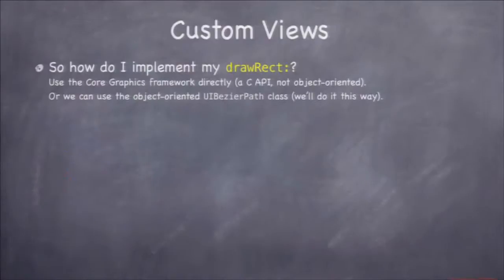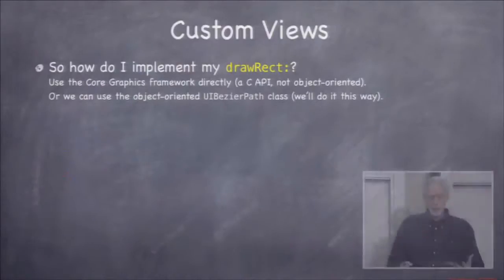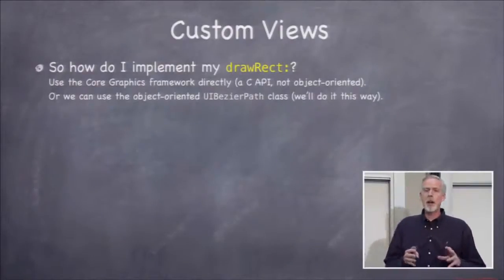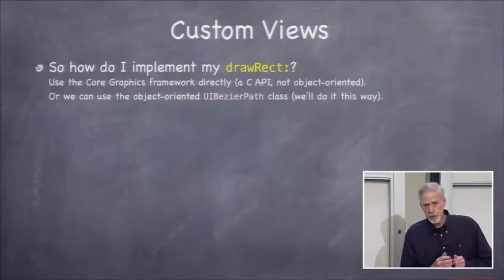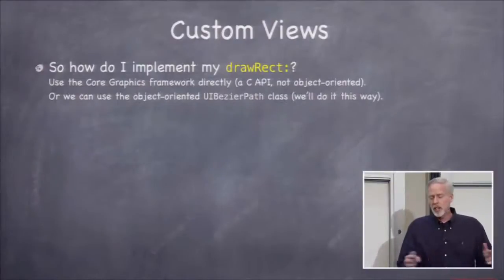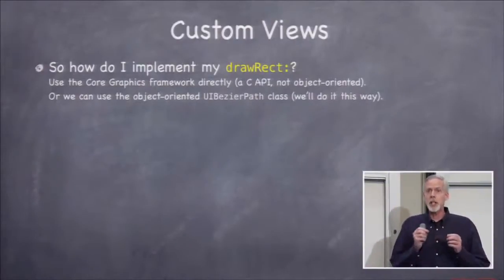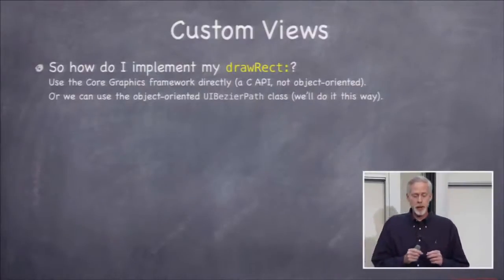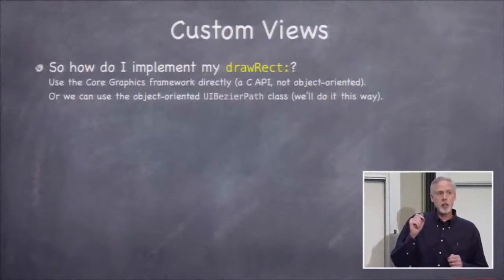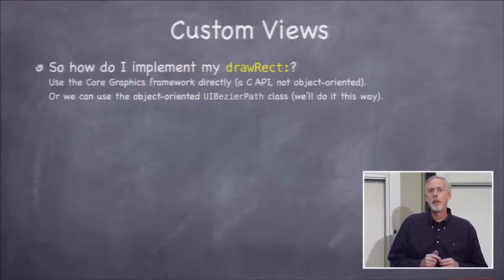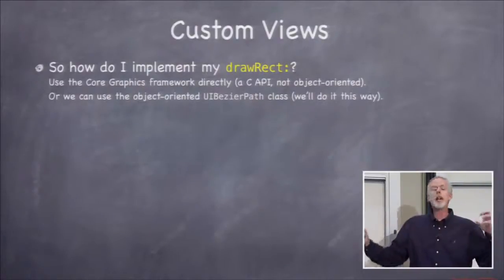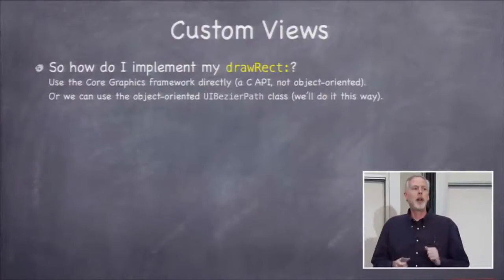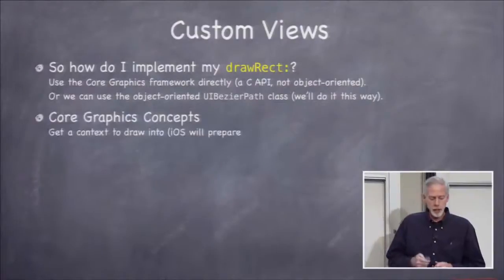All right, so how do I implement this drawRect thing? Okay, I got this drawRect method, I want to draw something. Well, the answer is you use this library, the Quartz library. It's called Core Graphics. It has a ton of C functions that all start with CG, Core Graphics. They almost all take a context as the first argument. We'll talk about that. Or you can use this nice class called UIBezierPath. And UIBezierPath lets you build all these complicated shapes into a big path, and then you can stroke it or fill it on screen. Okay, so let's look into these.